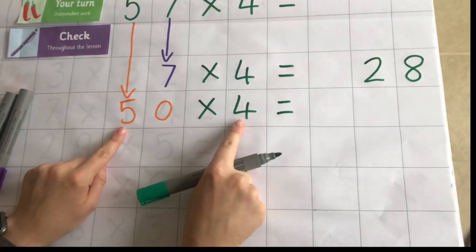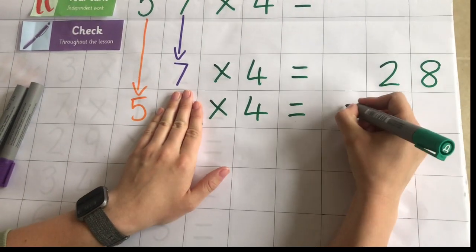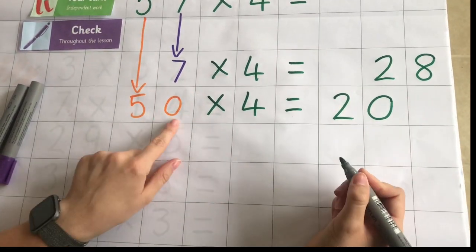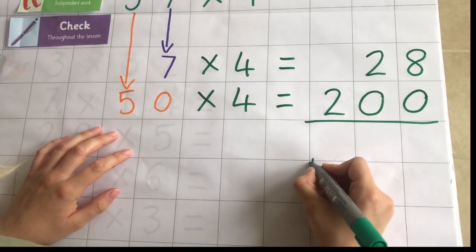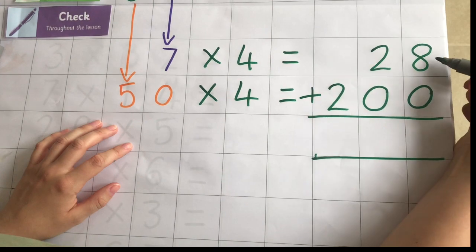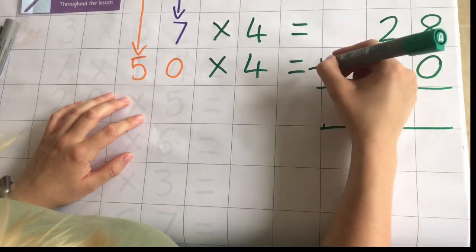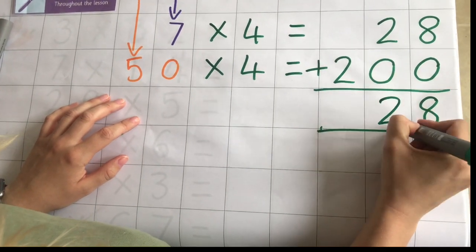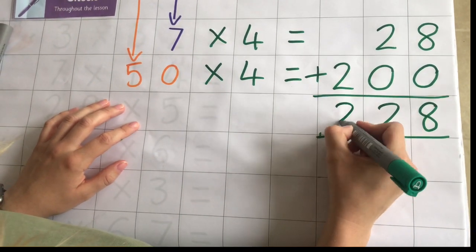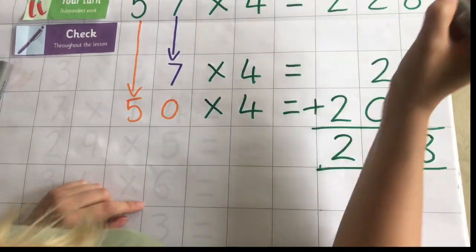Then we're going to do 50 times 4. Remember, we know our known facts. So 5 times 4 is 20. 50 is 10 times bigger, so that means the answer is 200. We add these two together, starting at the ones always. 8 adds 0 is 8. 20 add nothing is 20. 200 add nothing. 228 should be your answer.